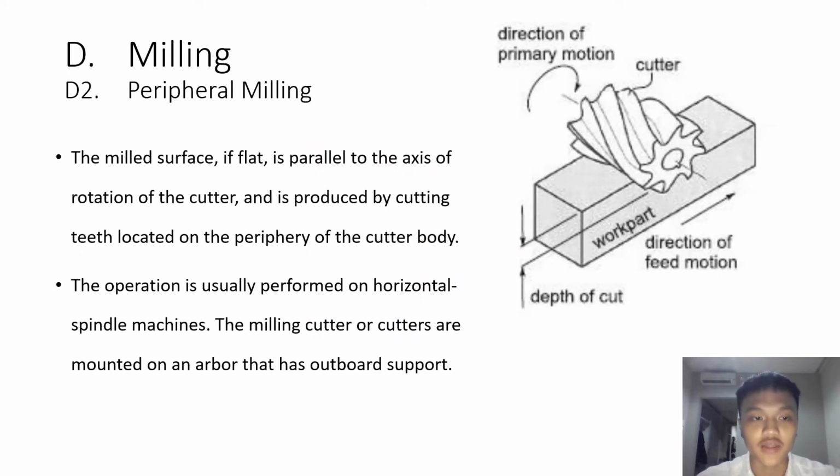Okay, we get into the next one, peripheral milling operation. The milled surface, if flat, is parallel to the axis of rotation of the cutter and is produced by cutting teeth located on the periphery of the cutter body. The operation is usually performed on horizontal spindle machines. The milling cutter or cutters are mounted on an arbor that has outboard support.